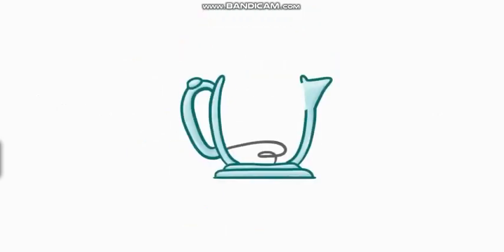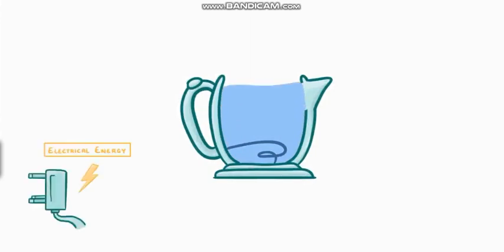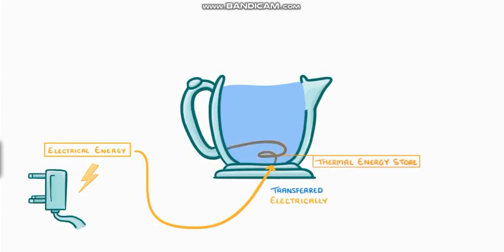Imagine we have a kettle and we fill it with water. When we turn it on, electrical energy from the plug socket flows to the heating element of the kettle, where it's transferred electrically to the thermal energy store of the kettle's heating element, which basically means that the flow of electricity warms the metal heating element. The heating element then in turn transfers the energy over to the water's thermal energy store, and after a short while we have a boiled kettle.